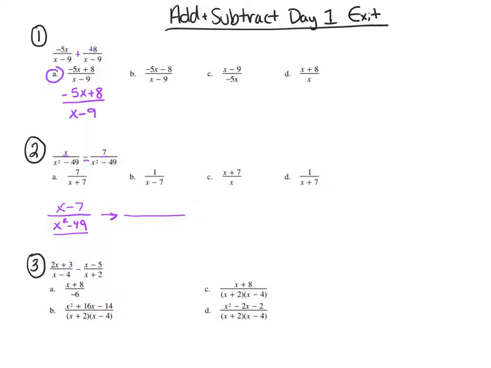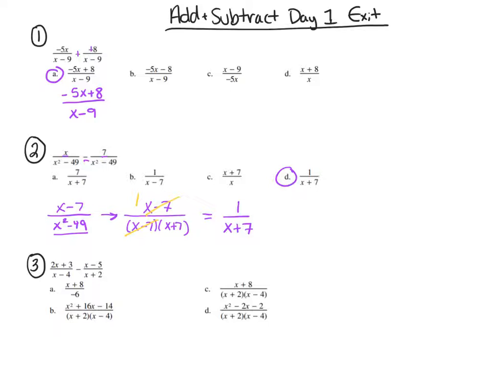This denominator is a difference of squares. So we'll factor into x minus 7, x plus 7. My numerator will stay x minus 7. Now that it's factored, I can simplify it. So this x minus 7 will divide with that x minus 7, and so I'll get 1 on top. And so I'll be left with 1 over x plus 7. So for number 2, you should have gotten D.